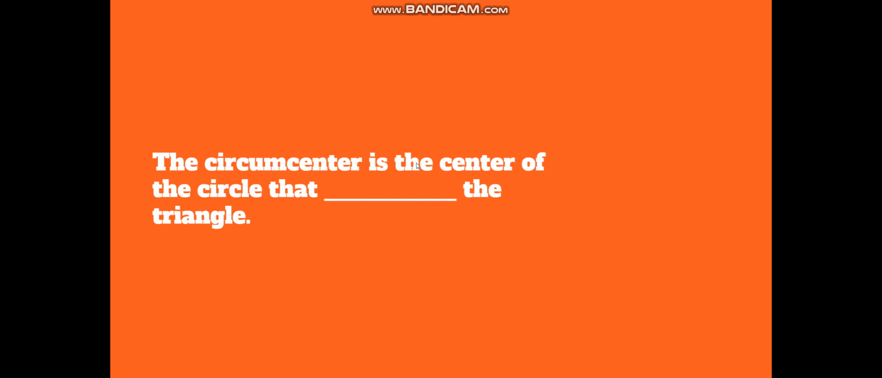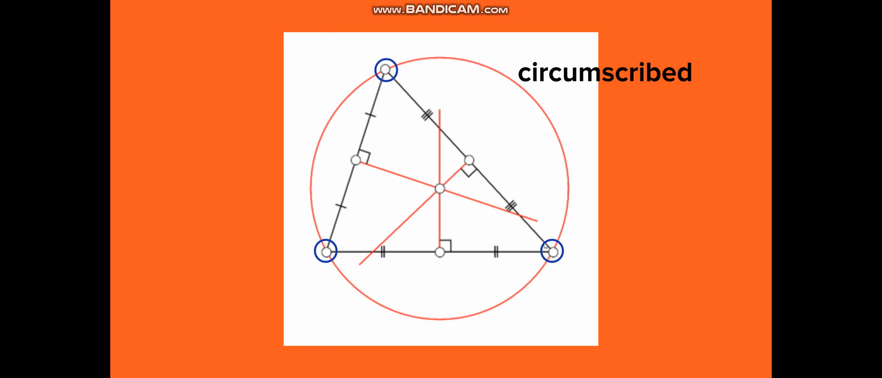The circumcenter is the center of the circle that circumscribes the triangle. That's why it's called the circumcenter. A circle is said to circumscribe a triangle when it intersects all 3 vertices of the triangle. So if we draw a circle that contains all the vertices of a triangle, that is the circle that is circumscribed. It is around our triangle, and the center of that circle is also the circumcenter of the triangle.